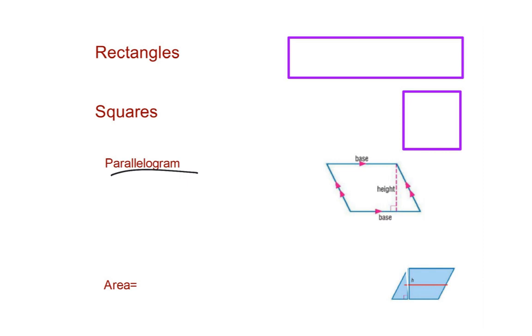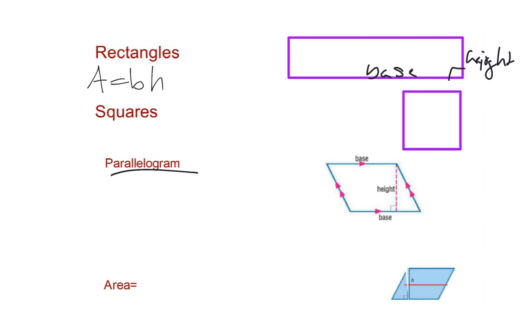So for a rectangle, we have, this is our base, and then these make right angles, and so this is our height. And to find our area, we just need to multiply. Area is equal to base times height.